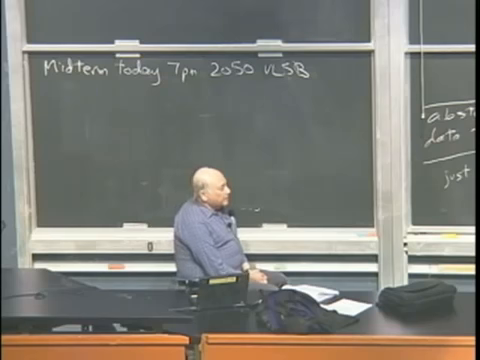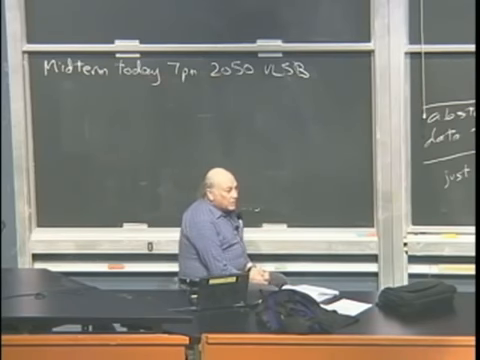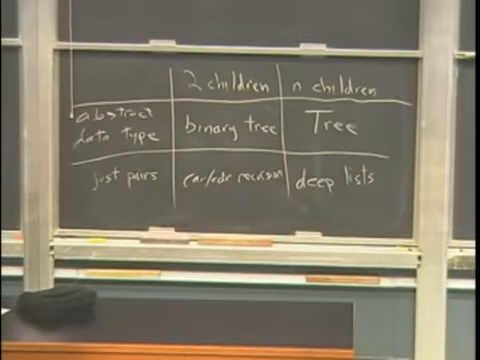Okay. On the board up there is a little chart about different things that are in the tree family. And they're divided in two categories, two ways each. So there's a kind of tree in which every node has a specific left child and a specific right child, and that's it. And there's a kind of tree in which a node can have any number of children. So that's the category labeled across the top, 2 children or n children.